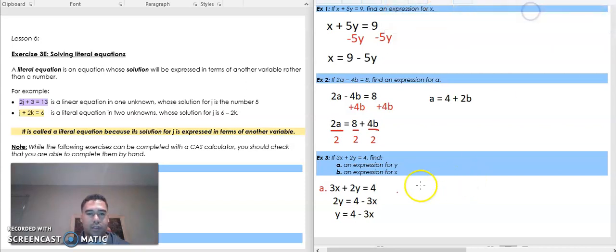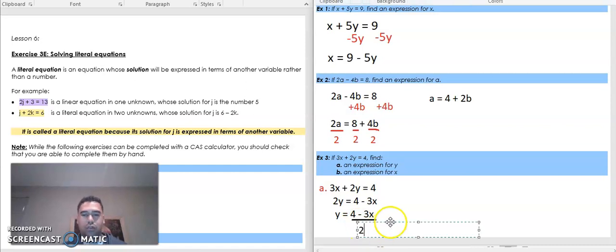So I'll just use my brackets here. All of this, sorry, I'm just going to use the backwards one. All of this, and this is all going to be over 2. Okay. This right here is the best way to write this expression for y, as 2 cannot go into 3.